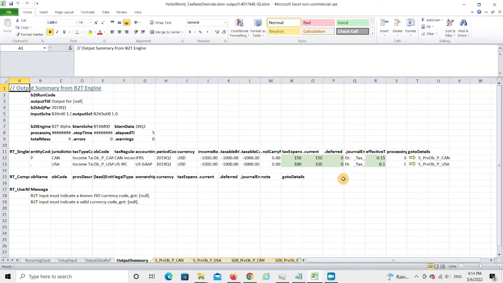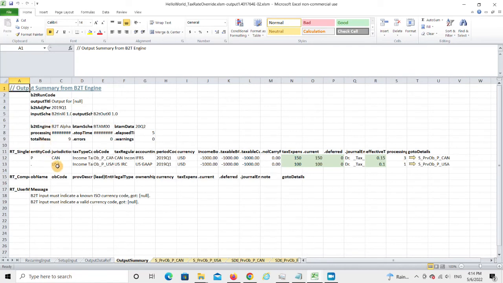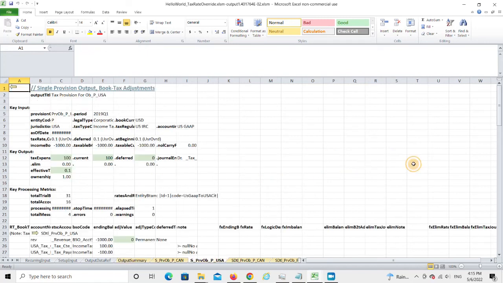The engine did two calculations. The first one is Canada. We go over there, its provision sheet. The provision sheet says for Canada, the tax rate for various purposes was 15%, which is the Canada corporate income tax rate. So everything's cool. And we go back to the summary. For the US calculation, we go to its provision sheet. For USA, we have the 10%, which is the rate that we specifically supplied to override the engine's rates.